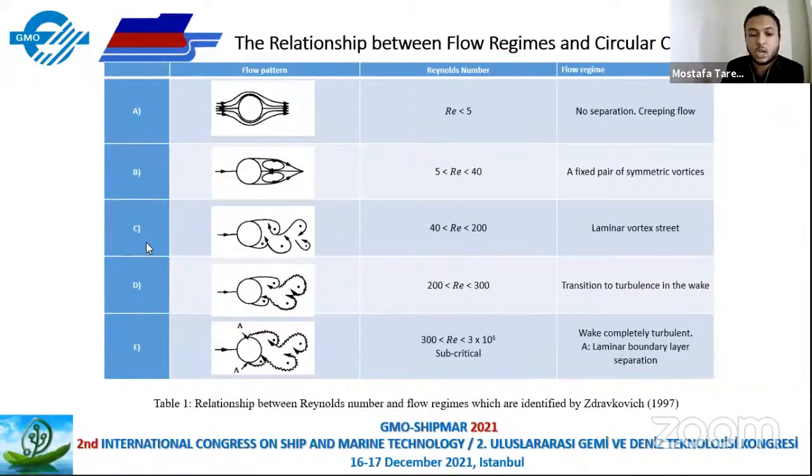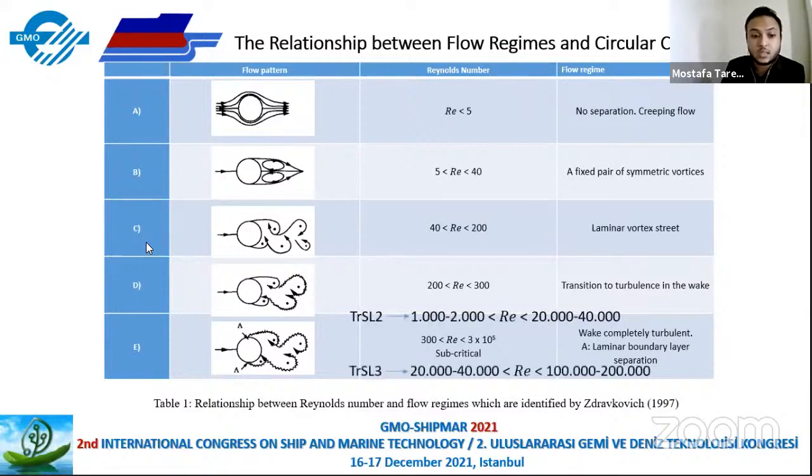So next, if we go to a higher Reynolds number, we could see a transitional period to turbulent flow in the range of 200 to 300. Here we are in the transitional period for turbulent flow, so it's not fully turbulent. However, if we go higher, to a range higher than 300 and lower than 300,000, we are in turbulent flow, fully turbulent. In this region, vortices are highly strong and periodic. And also we could see the TrSL2 region and the TrSL3 region. Those are the main regions that we will consider in our study.